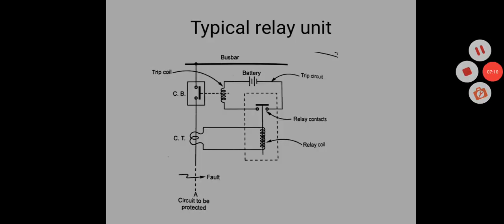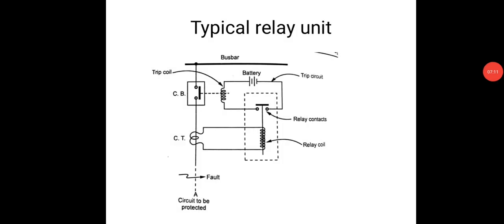Yes. One typical relay unit. Here you can see the upper part is the bus bar. This is the circuit breaker, CB. CB stands for circuit breaker, CT stands for current transformer. So this is the line to be protected. Are you seeing? I am underlining it with the yellow color. So this is the line to be protected.